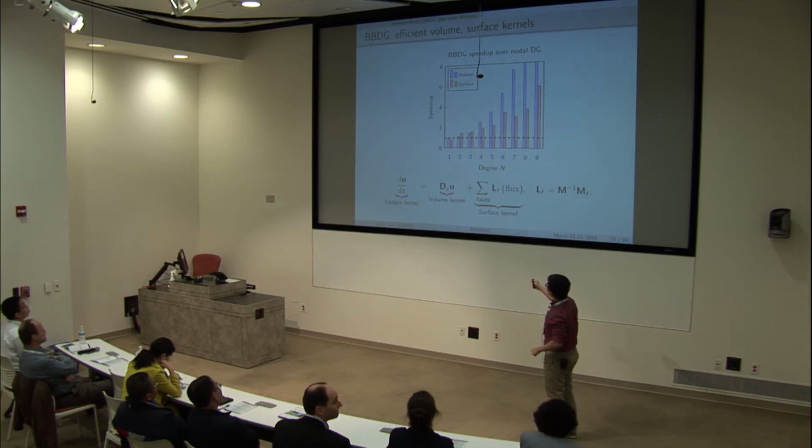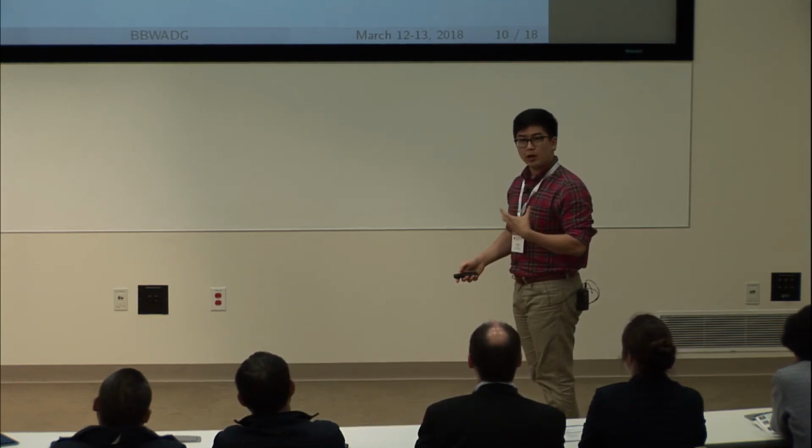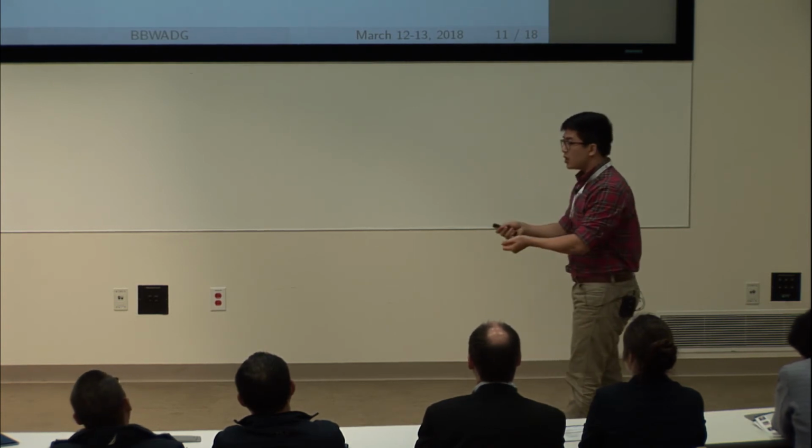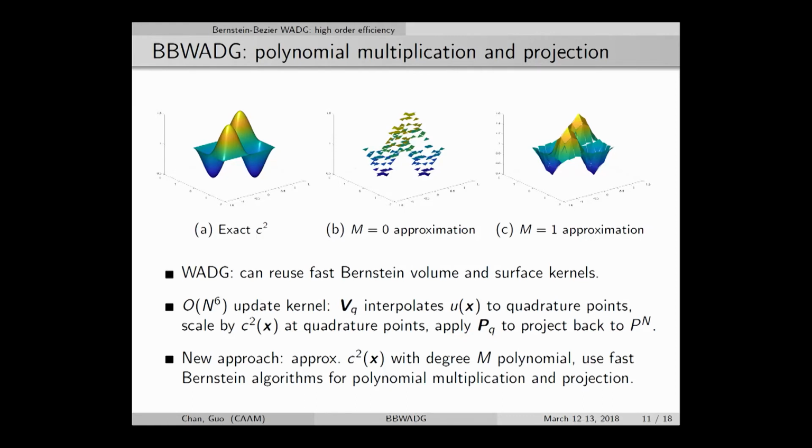So the downside is that this deals with the volume and the surface kernel. This doesn't deal with the update kernel, which is where we apply our weight-adjusted approximation. And this is some new work that my student Kai-Hong Guo has done, where with weight-adjusted DG, we can reuse fast Bernstein volume and surface kernels, but we don't have any way to deal with the cost of the update kernel. The cost mainly comes in where we're multiplying by this matrix VQ, which evaluates things at quadrature points. And then when you're applying this projection matrix, PQ, these are 2 large dense matrices, and there's no real structure that comes out when you're using Bernstein polynomials here.